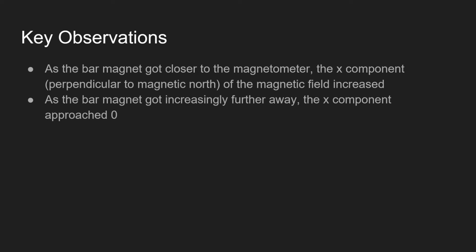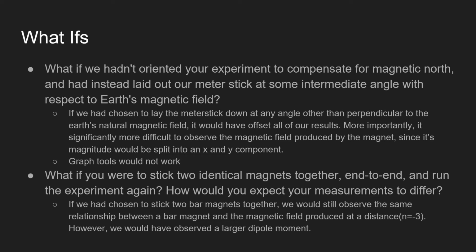the distance. To answer some what-ifs about this experiment, what if we hadn't chosen to conduct our experiment on the x-axis of the Earth's magnetic field? Well, if we had chosen to lay the meter stick down at any angle other than perpendicular to the Earth's natural magnetic field, north specifically, it would have offset all of our results. More importantly, it would have made it significantly more difficult to observe the magnetic field produced by the magnet, since its magnitude would be split into an x and y component. Also, none of our graphing tools to get our values for k or n would work.